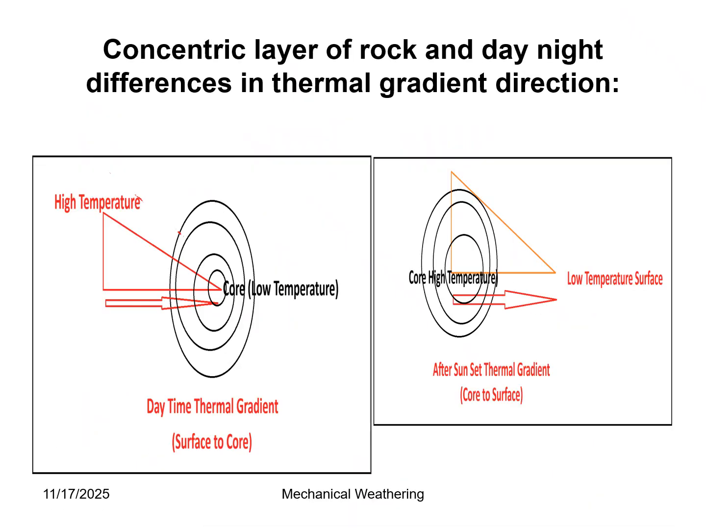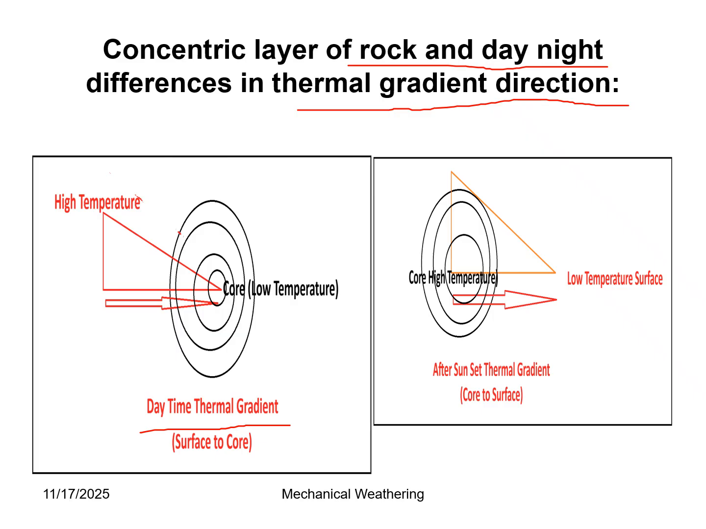It's the explanation of the exfoliation process. This is due to the day and nighttime temperature variation and the subsequent thermal gradient and its direction. This is the daytime effect. The core has a low temperature and the surface has a high temperature. There is a temperature gradient from the surface to the core in daytime, and a reversal situation occurs after sunset.